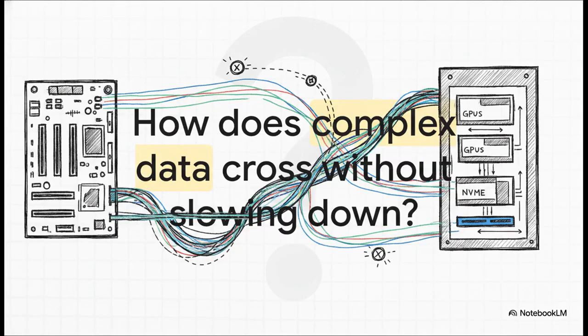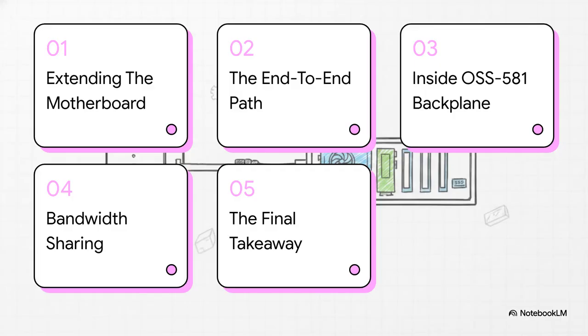Which leads us to the real question. How does all this complex data actually cross that physical gap without a massive performance hit or requiring some crazy complex protocol translation? I mean, when you're dealing with top-tier GPUs or high-speed NVMe storage, even a microsecond of latency or a slight bandwidth bottleneck can totally tank your system's efficiency. So how exactly does the system trick the computer into thinking those external cards are just sitting right there on the local motherboard? Well, here's our roadmap to figure that out.